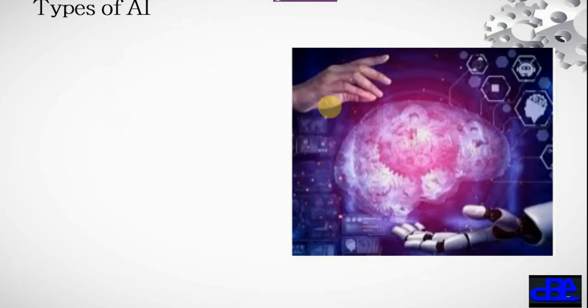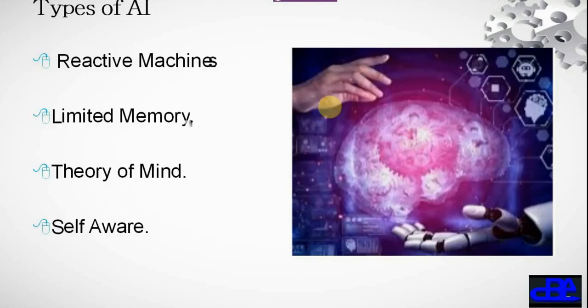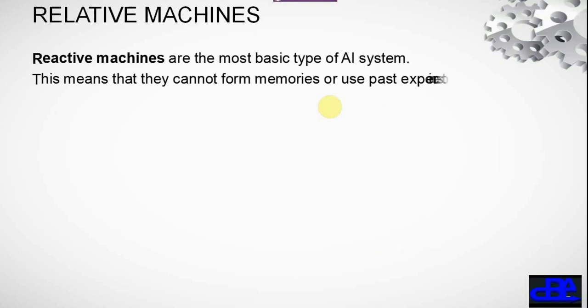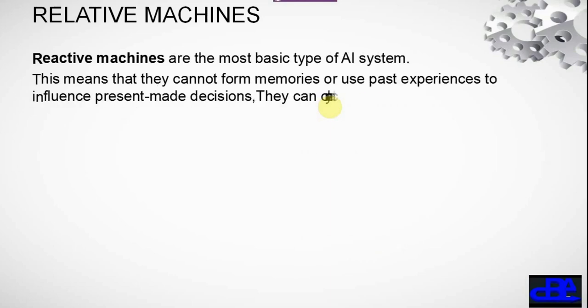Well, types of AI. We talk about reactive machines, limited memory, theory of mind, and self-awareness. Let's start from the first one, reactive machines. So what exactly is a reactive machine? Well, reactive machines are the most basic types of AI system. What does this mean? This means that they cannot form memories or use past experience to influence present decisions. They can only react to the current existing situation.